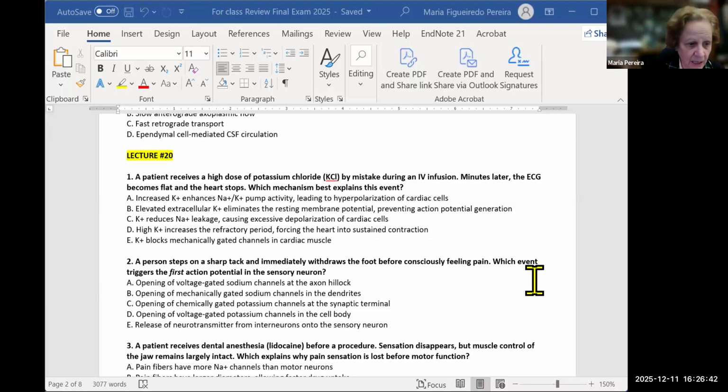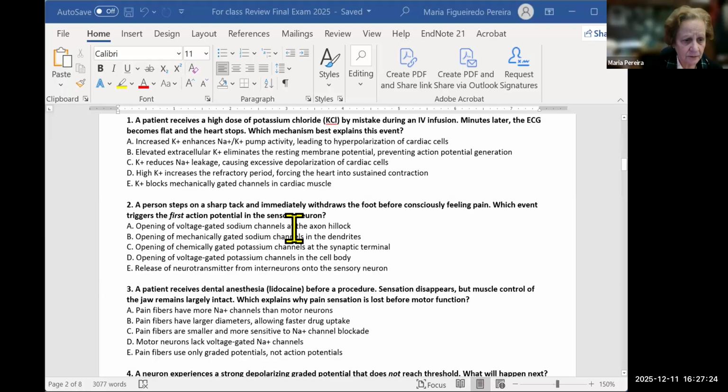Can you explain why not A? A says increased potassium enhances sodium potassium pump activity, leading to hyperpolarization of cardiac cells. Now, the potassium doesn't enhance the sodium potassium pump. What the sodium potassium pump does is bring potassium into the cell and pump sodium to the outside. So by having more potassium on the outside, this would not help the sodium potassium pump. I hope this is understandable, Mohammed.